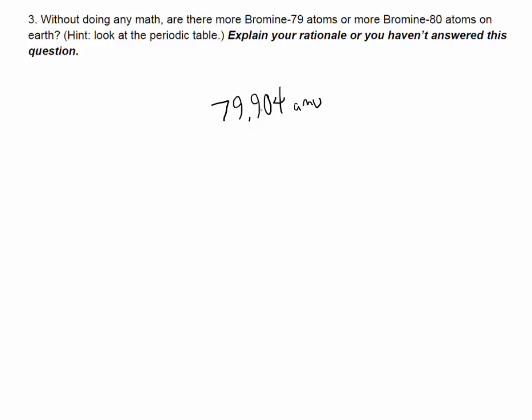So the question then becomes, is it closer to 79 or 80? Well, 79.9 is obviously closer to 80. The idea in a weighted atomic mass is it takes into account how much of one or the other you have. And since we're closer to the bromine-80 isotope than the bromine-79 isotope, we must have more bromine-80.